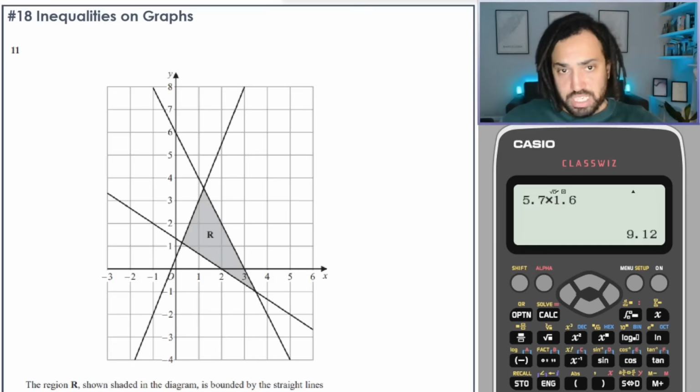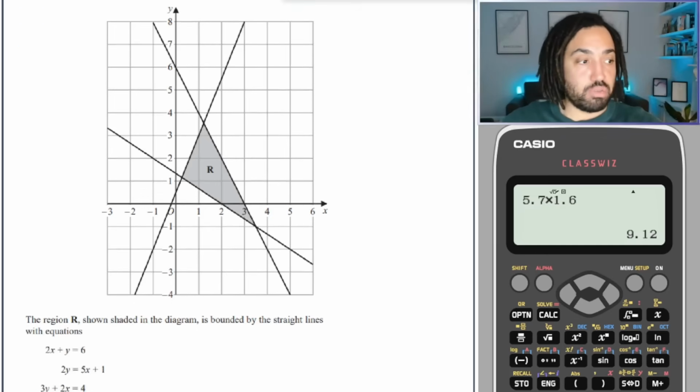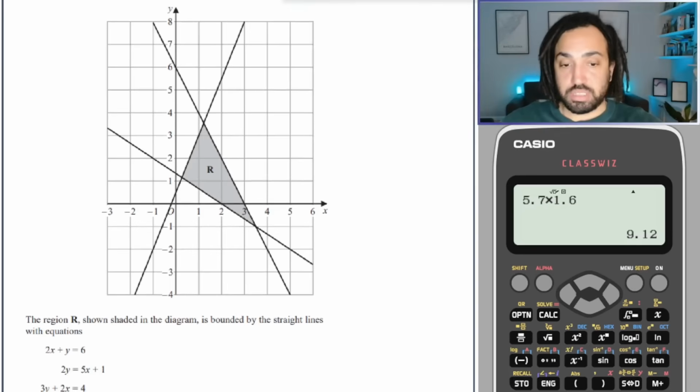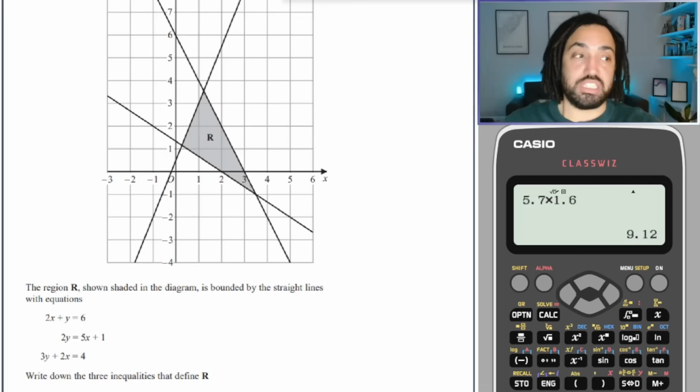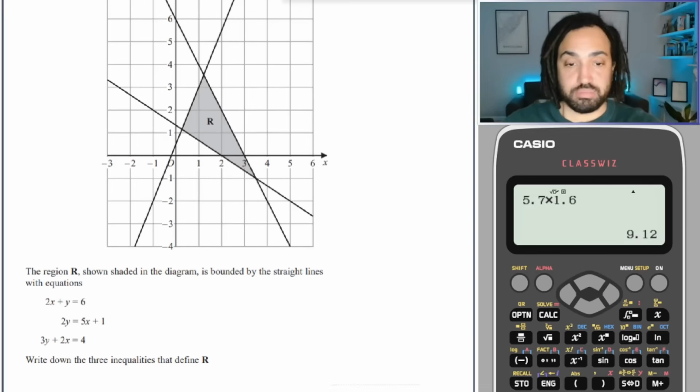Okay, we've got inequalities on a graph. So let's just scroll down. What's the question asking us to do? It says the region shown in the diagram is bounded by the straight lines with these equations. Oh, that's nice of them to give us the equations. Write down the 3 inequalities that define R.